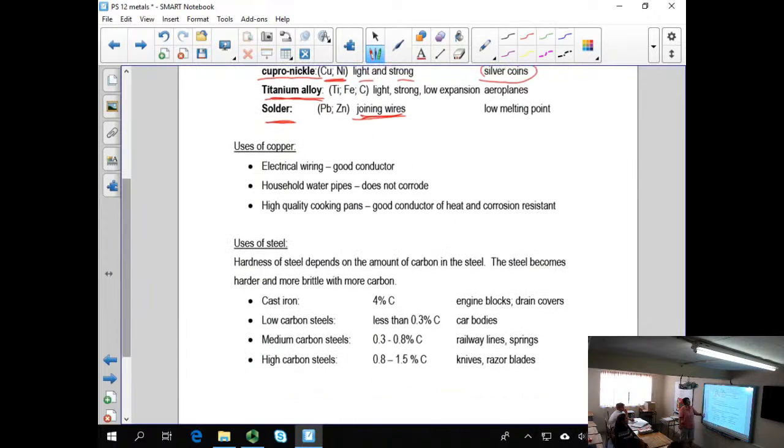Uses of copper: electrical wiring. That's probably the most well-known use for copper. We can also use copper for water pipes. The reason why they use them for water pipes is they don't corrode. They are unreactive, so it doesn't react with the water. And we can make cooking pans with copper.